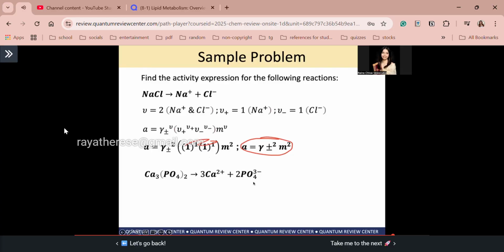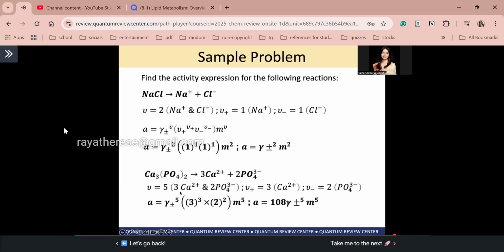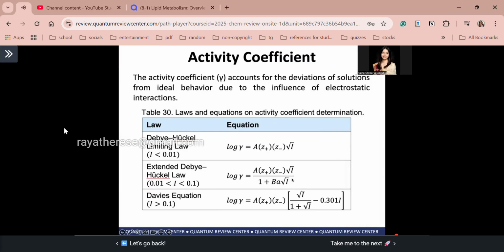Then what about calcium phosphate? For calcium phosphate, here we have the dissociation where we have 3 calcium 2+ cations and 2 phosphate anions. So our number of total species is 5: 3 calcium 2+ and 2 phosphates. Our cationic species is 3 for calcium 2+, and for anionic species we have 2 for phosphates. So let's find the activity expression. Gamma plus minus to the power of 5 because we have a total of 5 species, times 3 to the power of 3, which is based on calcium 2+, times 2 to the power of 2, which is based on the phosphates, times molality to the power of 5. Solving, we get A is equal to 108 times gamma plus minus to the power of 5 times m to the power of 5.